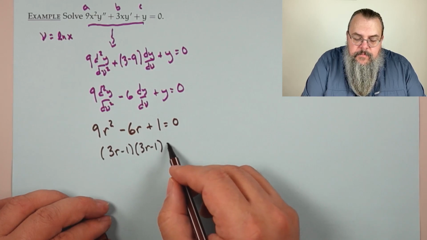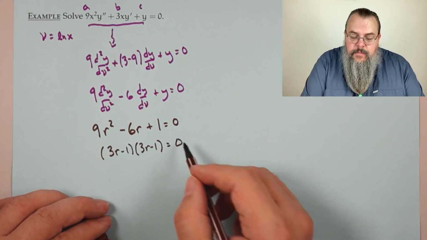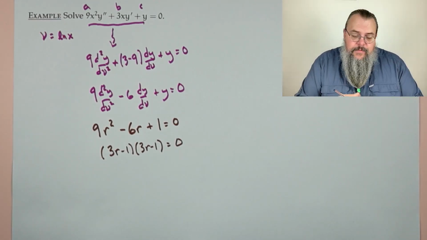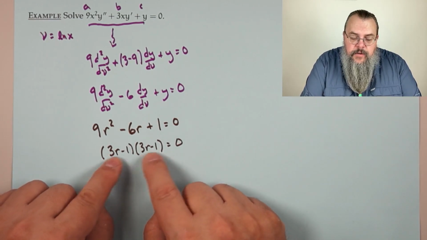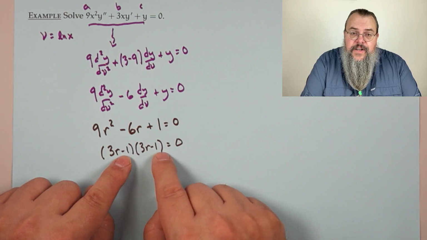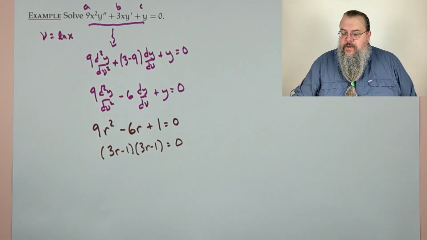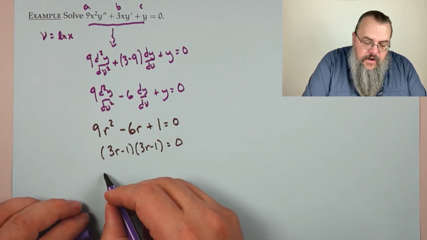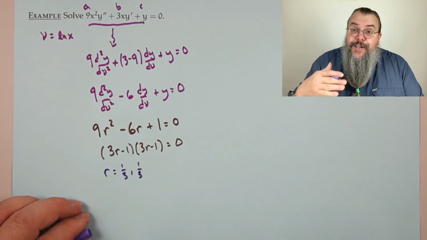If you weren't sure, what would you do? You could play around with it for a while, or you could just try the quadratic formula. We can convince ourselves that this is right: 9r squared, good, minus 3r minus 3r is minus 6r, and then plus 1 equals 0. Now at this point, we know our values for r: they're 1/3 and 1/3, repeated roots.